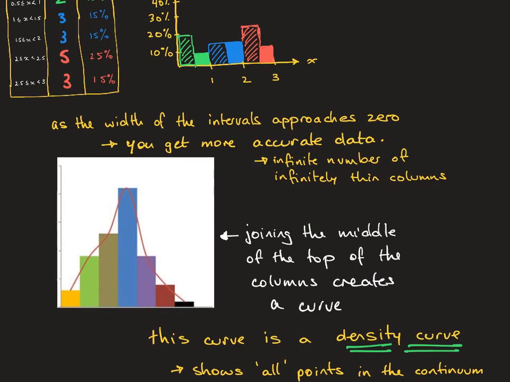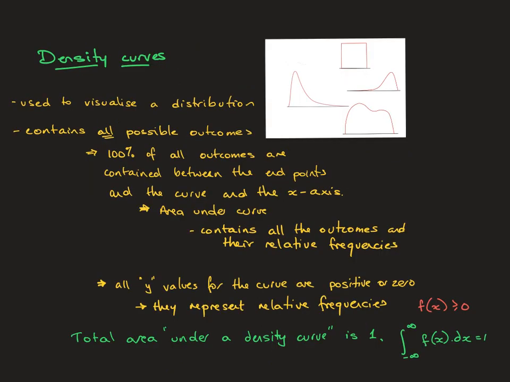So this is a density curve. Density curves are used to visualize a distribution, and they contain all the possible outcomes along their x-axis and within their curves. So 100% of the outcomes are contained between the endpoints of these functions, these curves, the curve and the x-axis.